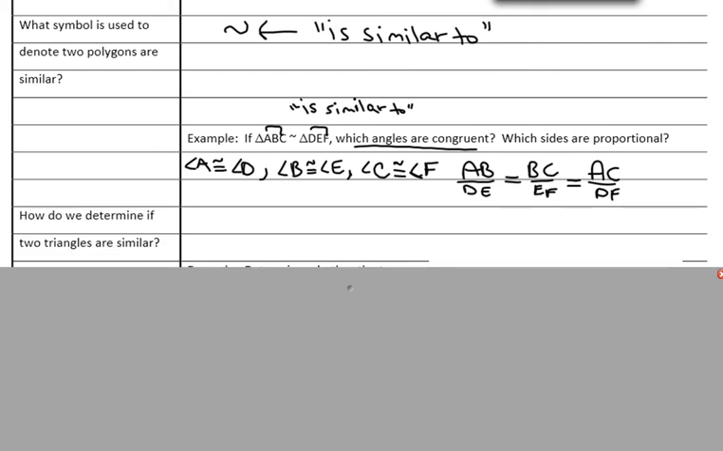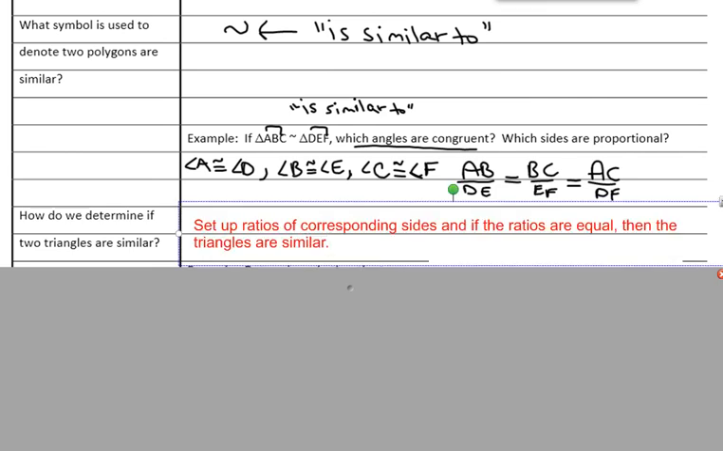So the question is, how do we determine if two triangles are similar? That's what we're going to be working with in the next example. If two triangles are similar, their corresponding sides will have the same ratios. So we're going to set up ratios of corresponding sides, and if the ratios are equal, then we know the triangles are similar. Let's go ahead and look at an example, maybe it will make more sense.